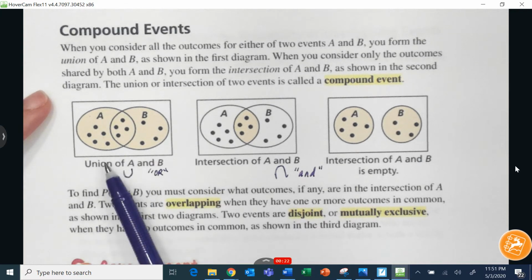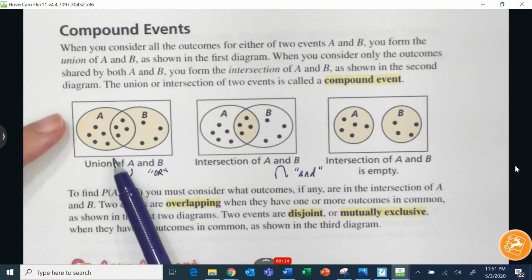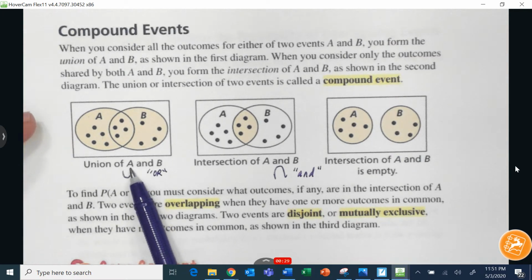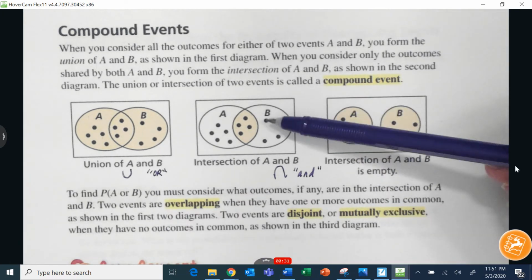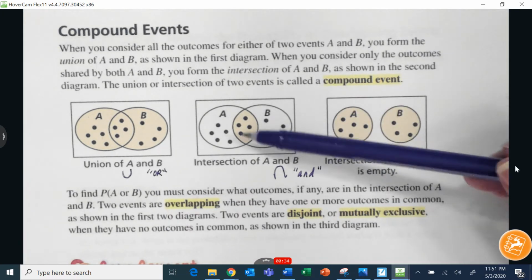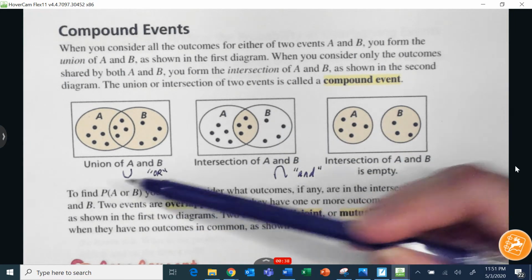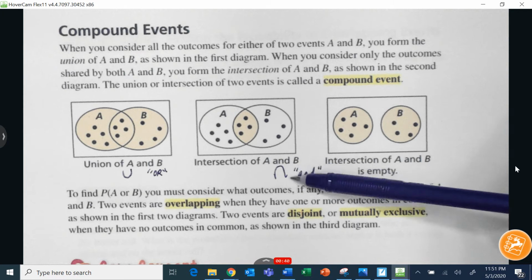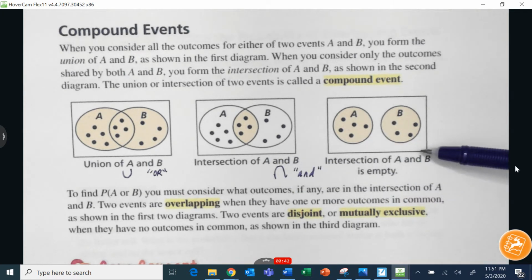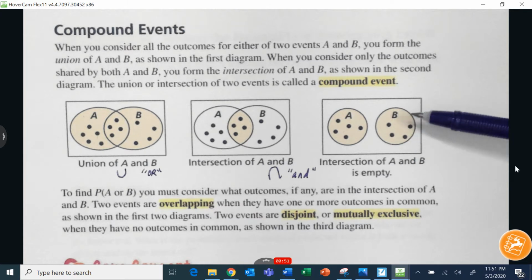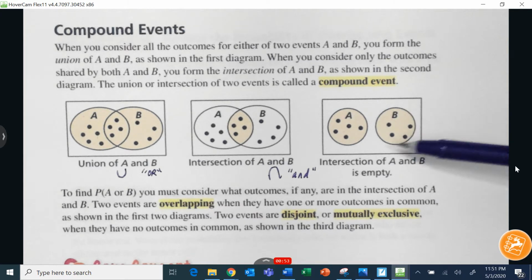In this particular Venn diagram, the shaded part would be the union of A and B, or we might say A or B. This one here is showing the intersection of A and B, the part that they have in common. Remember, the union symbol looks like a U, the intersection symbol kind of looks like the N. And then we have a disjoint event right here. Disjoint events are events that have nothing in common. They don't have any outcomes whatsoever in common.